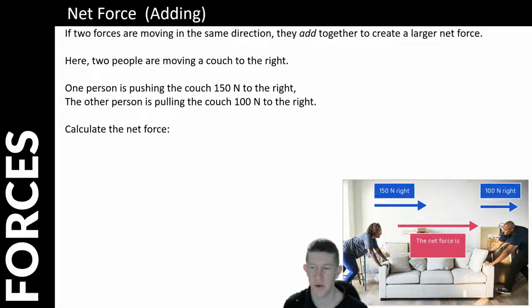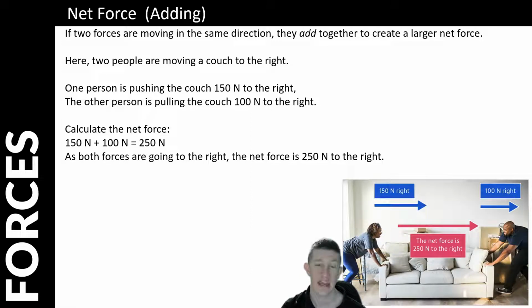So with our two people pushing the couch, this guy on the right is pulling it to the right with 100 newtons, and this lady on the left is pushing it in the same direction with 150. We add the two together, we get 250 newtons of force to the right. That is our net force on the couch.